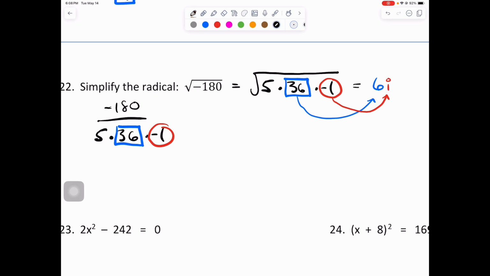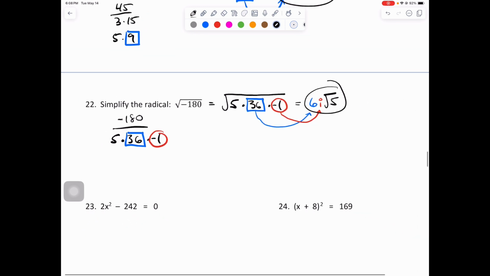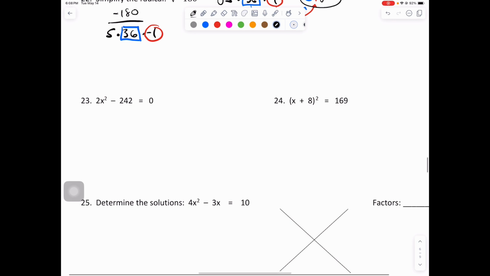And what's left underneath that radical is just a 5. Go ahead and circle your answer. Moving forward to number 23, and here we go.